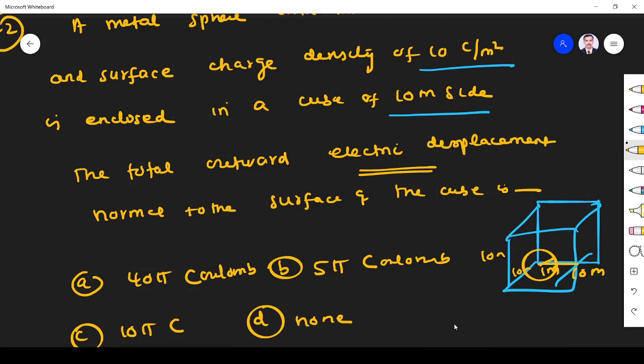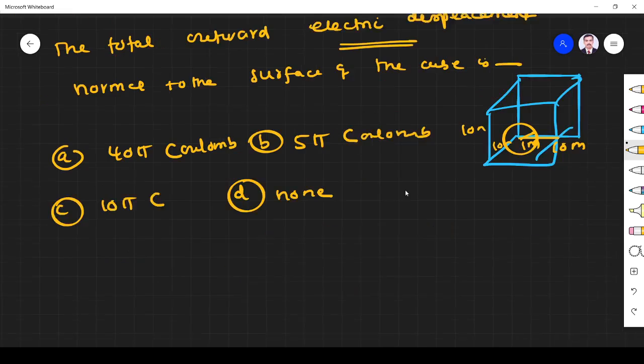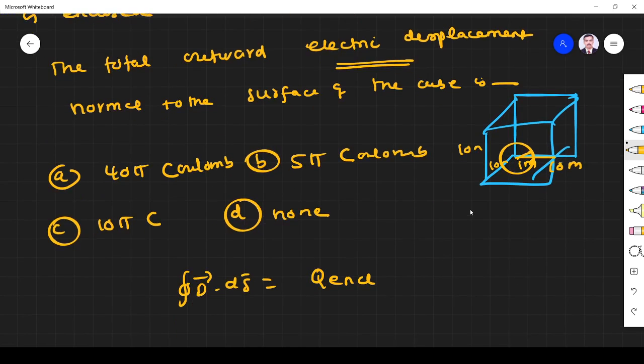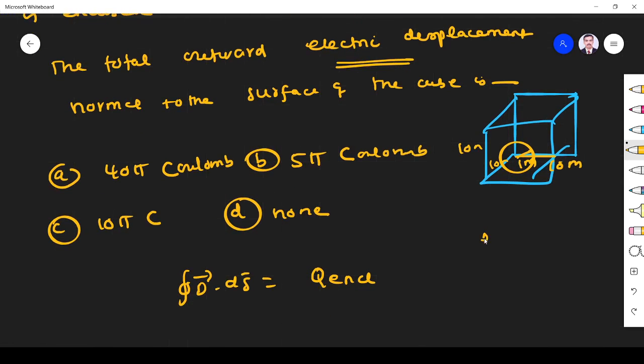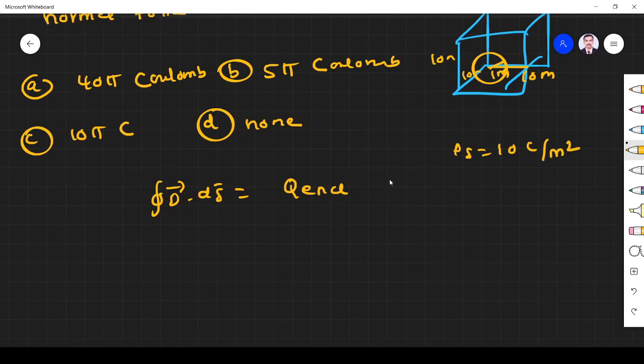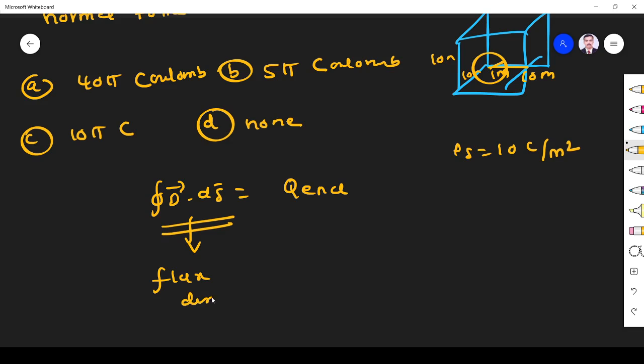As per the Gauss law, the flux displaced is equal to the charge enclosed. So we know that the integral of D dot dS is equal to Q enclosed. What have they given? 10 Coulomb per meter square they have given. So rho s they have given is 10 Coulomb per meter square. Since it is per meter square, it is surface charge density, right? D dot dS is the flux displacement, so the integral of D dot dS is the total flux displacement through the enclosed surface. In the formula we have only Q, but we have rho s. How can we relate? Q is equal to rho s into area.